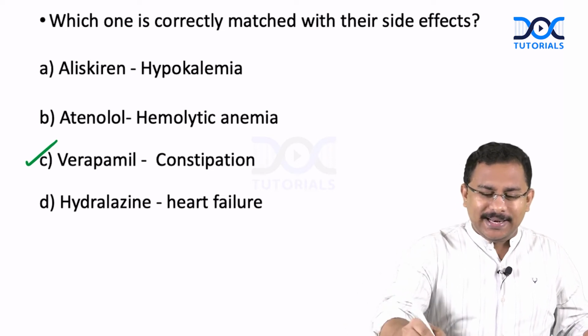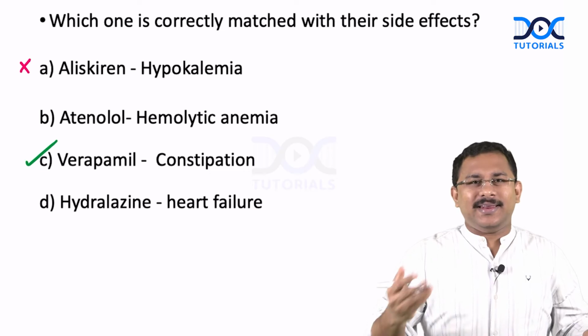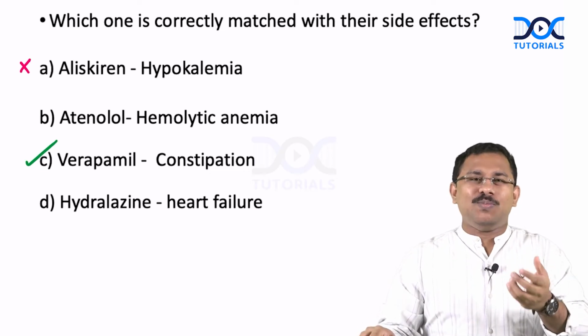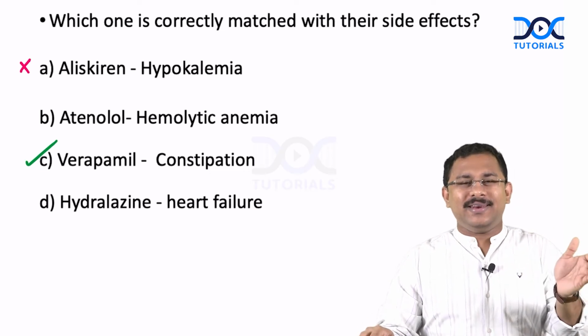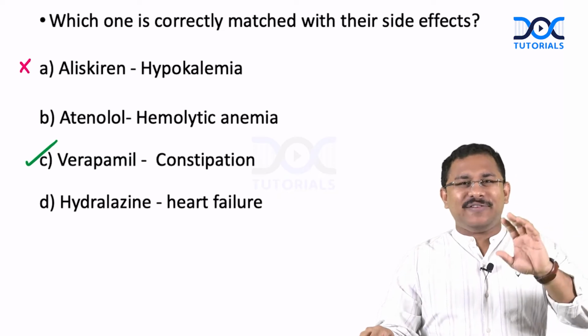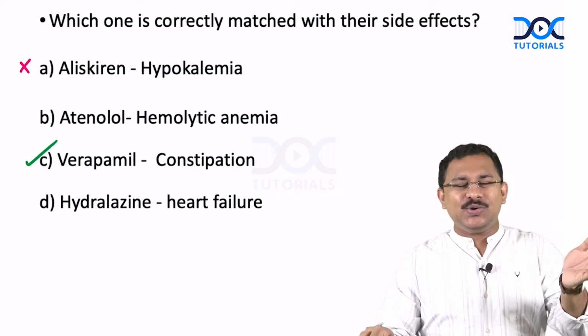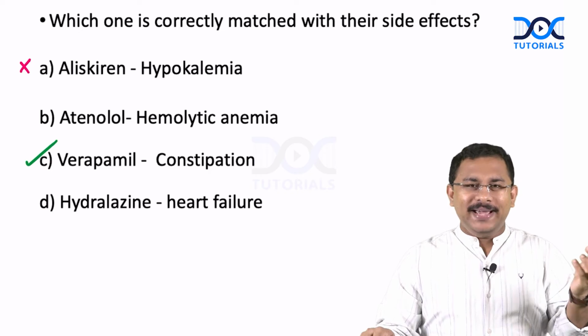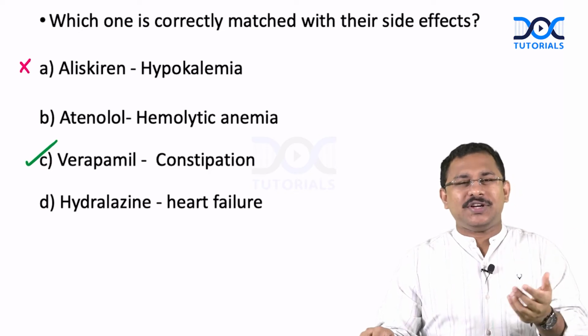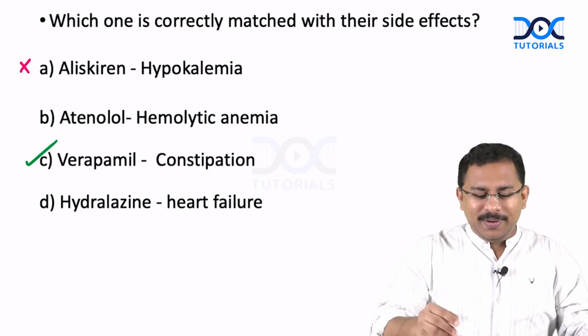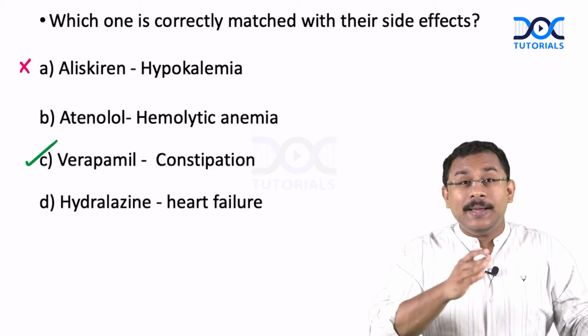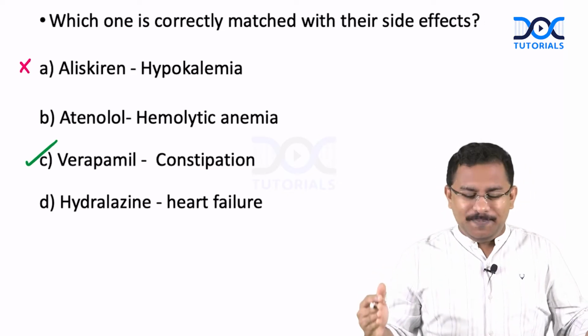What about aliskiren? Aliskiren is a direct renin inhibitor which is going to block the active site of renin. So it will block the conversion of angiotensinogen to angiotensin 1, and thereby it reduces the consequent production of angiotensin 2. And remember, aliskiren is going to produce hyperkalemia and not hypokalemia.